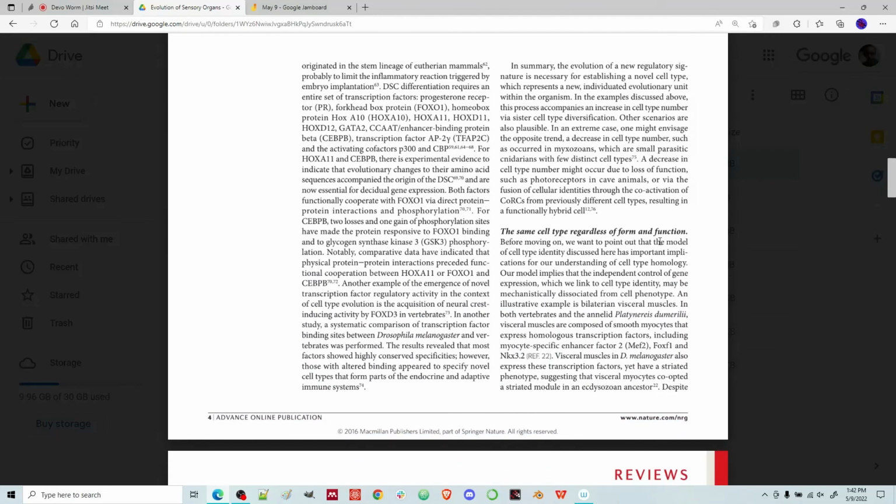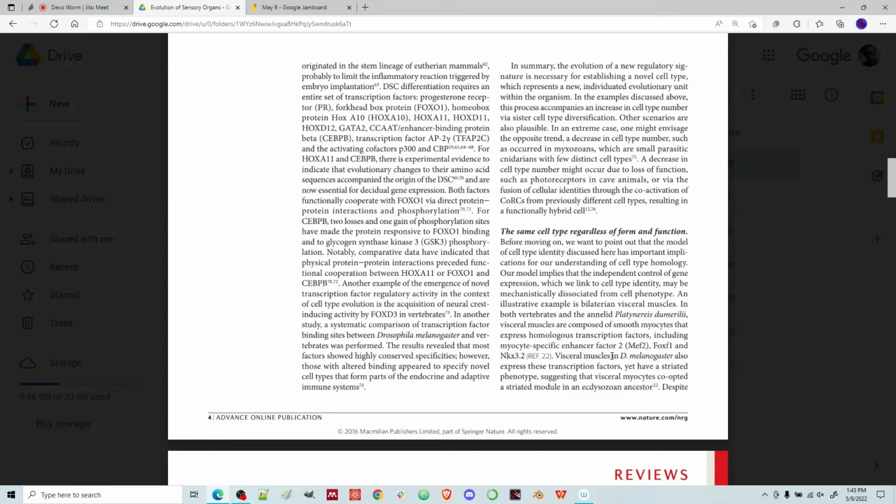And so they want to point out that the model of cell type identity discussed here has important implications for our understanding of cell type homology. Our model implicates the independent control of gene expression, which we link to cell type identity, may be mechanistically dissociated from cell phenotype. So the phenotype may not reflect what the cell is doing in terms of its function. And it is hard, in fact, to identify phenotype exactly, because sometimes it's very cryptic, and it's hard to understand what the cells are doing. Sometimes they're in a transitional state.